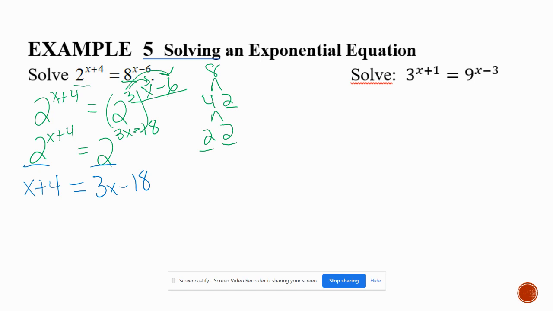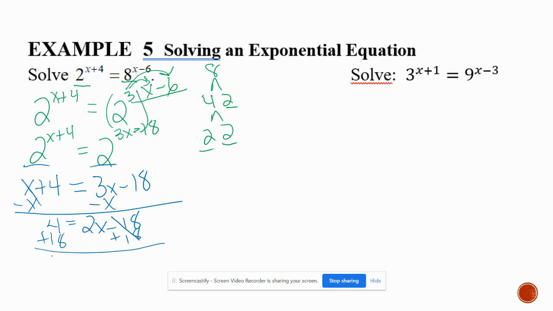and solve for x. I'm going to subtract x to its like term. It's 2x minus 18. Add 18 to its like term. 4 and 18 is 22. Divide by 2 to get x alone, and we get x is equal to 11. You can plug in to the 11 plus 4 and 8 to the 11 minus 6, and you should get the same answer for both to check your work.